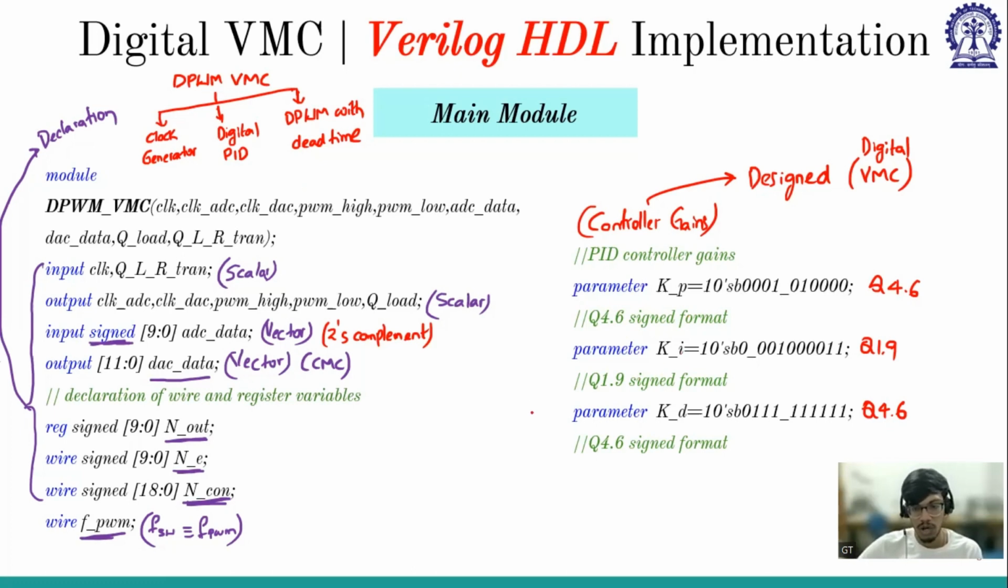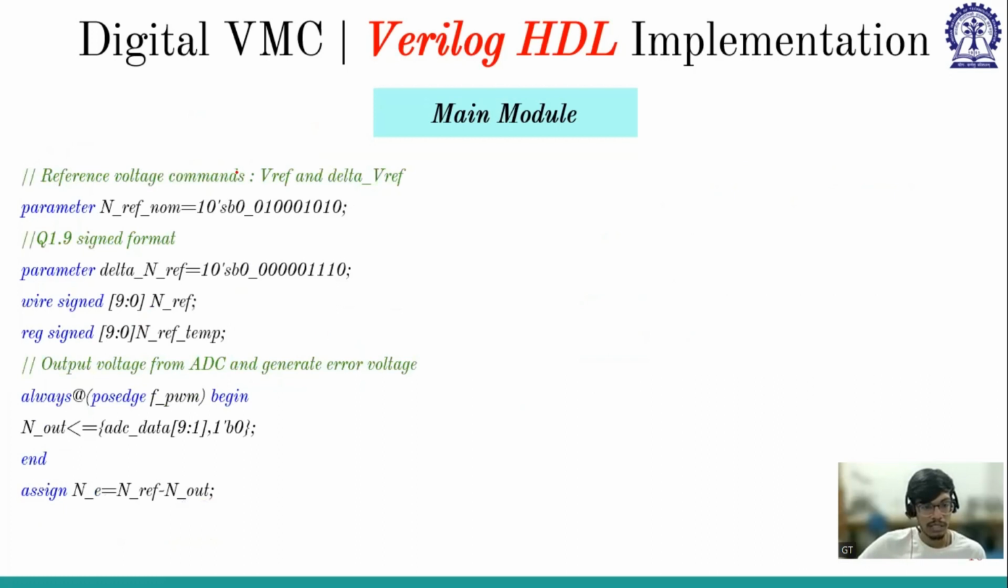So we are still in the main module, we have not even called the other sub modules. After the PID controller gains, SAR has defined the reference voltage command, which is N reference nominal. So this is like V reference, and it is also in Q1.9 format. And then delta N ref. So for a reference transient, SAR is using V reference plus some delta V reference. So this is that delta V reference, and SAR will add this whenever there is a reference transient. Else only V reference will be there.